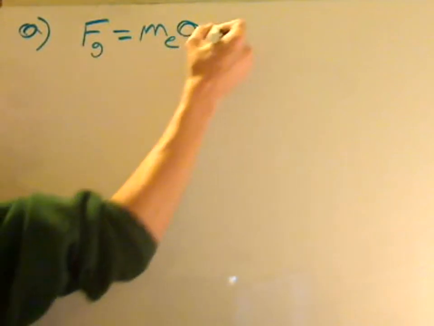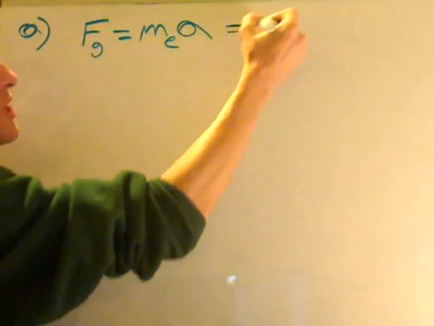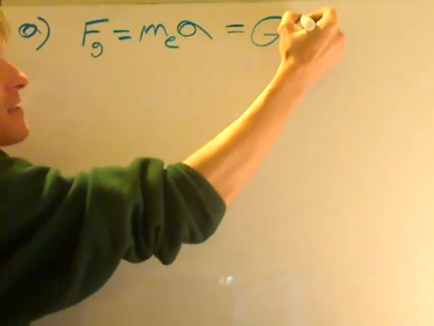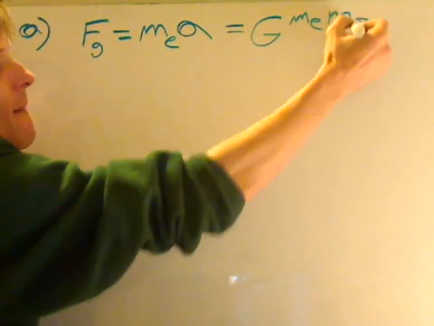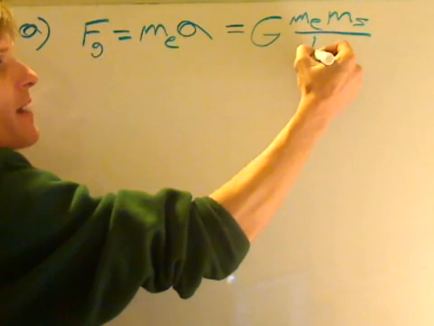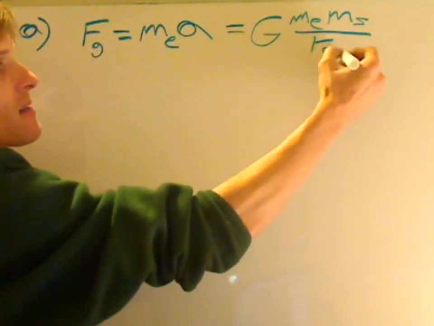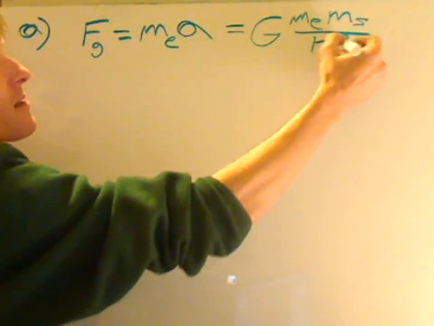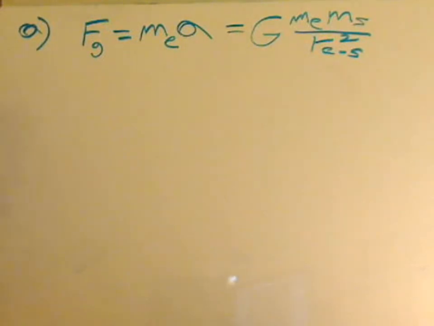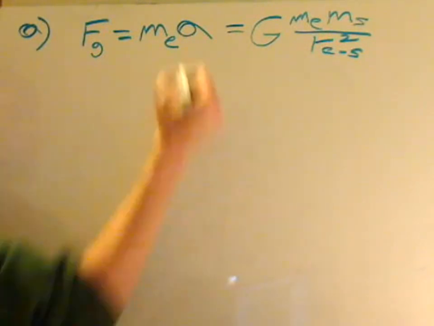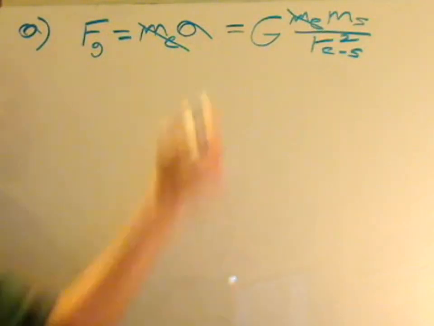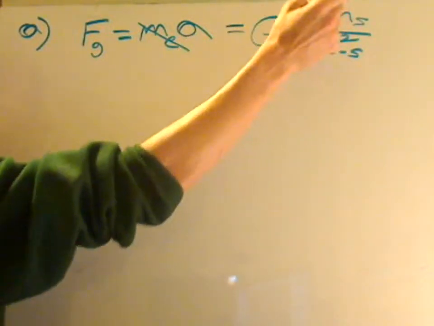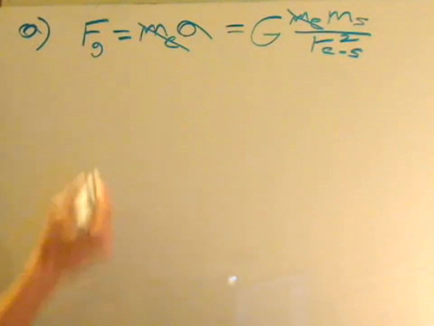Okay? Now the force of gravity, we know, is G times the mass of the Earth times the mass of the Sun, divided by the Earth-Sun distance squared. Okay? So the Earth's mass cancels out of this expression, and we're left with the acceleration as G times the mass of the Sun divided by the Earth-Sun distance squared.